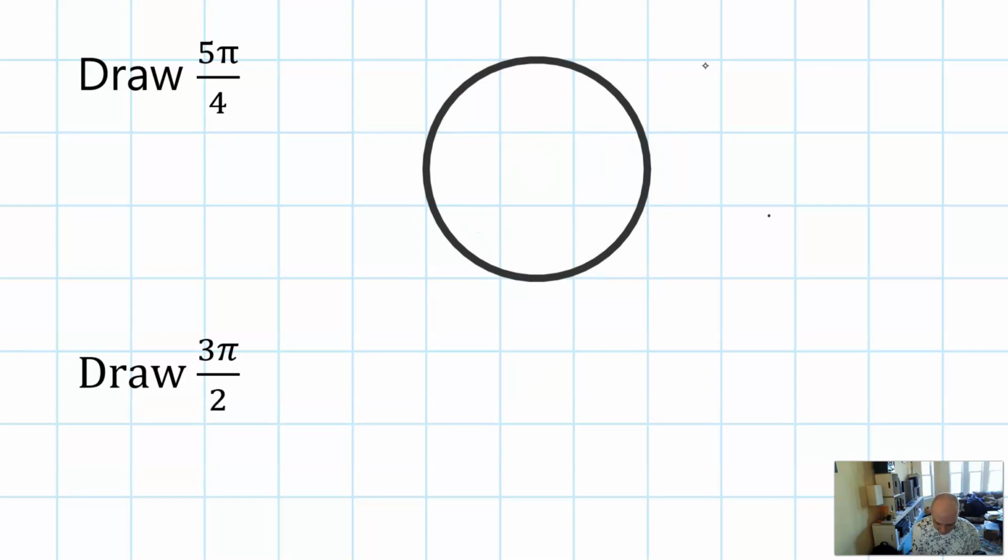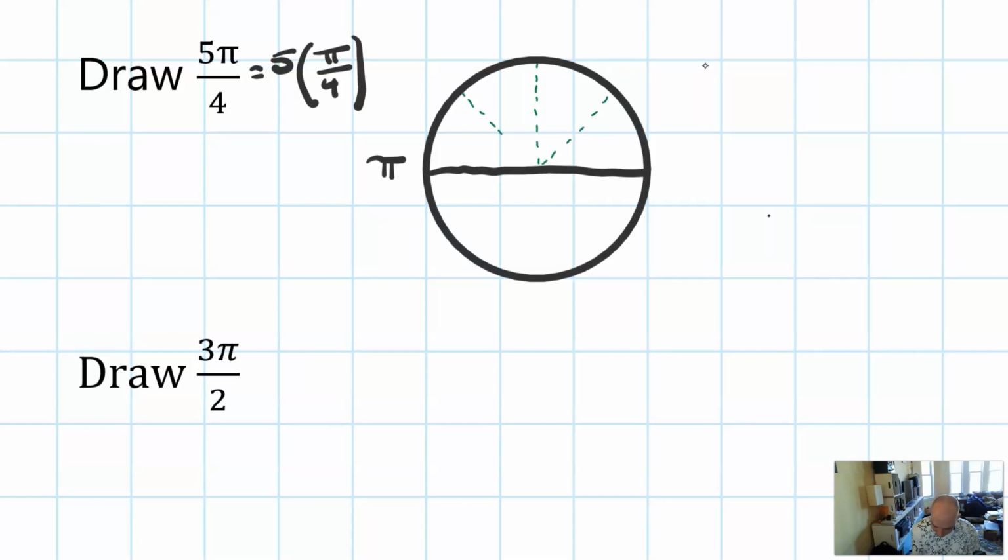So 5 pi over 4, again, I'm going to take my circle. I'll split it first into half because that's the pi. And I'm going to recognize that this is 5 times the basic building blocks of pi over 4. So pi over 4 is a half circle split into 4 pieces. So I will split my half circle into 4 pieces. And I'm going to split the bottom half also into 4 pieces because I see that I'm going to need 5 of these pieces.